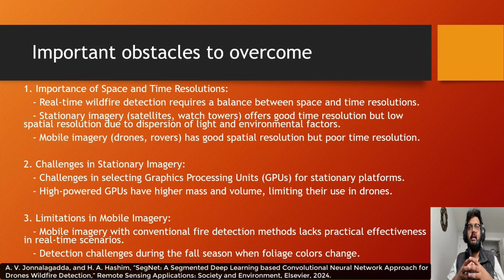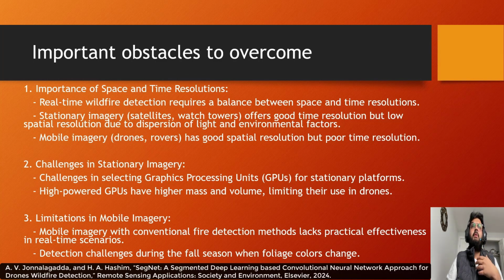Several obstacles hinder progress in real-time wildfire detection algorithms. Notably, the choice of graphics processing units presents a challenge. High-powered GPUs, while enhancing processing speed, are impractical for drones due to their weight and volume. Another overlooked limitation pertains to detecting forest fires during the fall season, when certain trees change color, rendering pixel color-based image classification techniques ineffective and increasing the likelihood of false alarms.